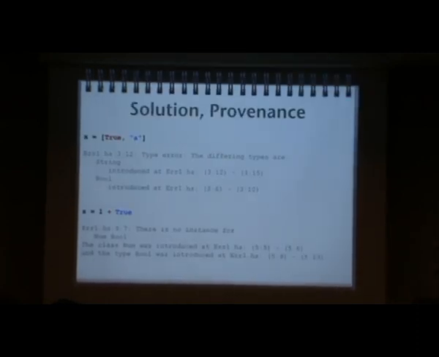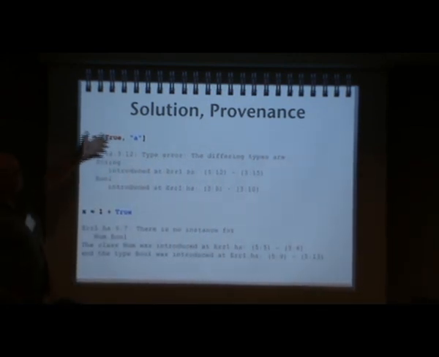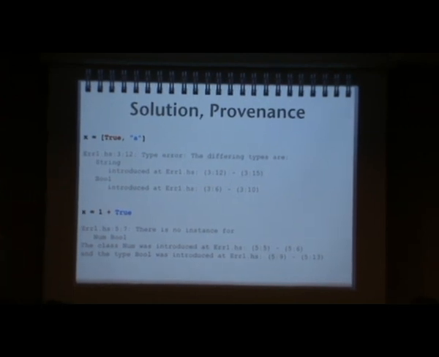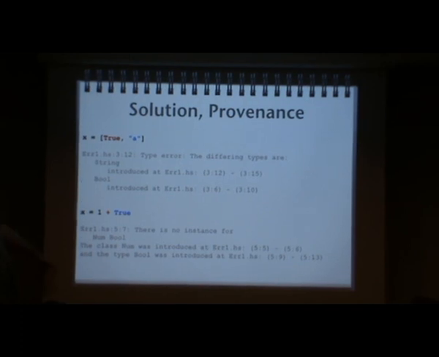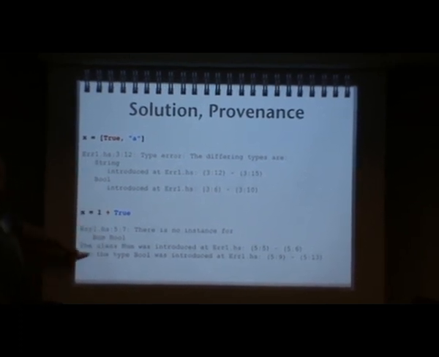So, this is our Haskell compiler, and it says, well, the differing types are string and bool, and string came from here, and I've highlighted it in blue, and bool came from here, and I've highlighted it in red. Or this error, there's no Num Bool class, and the class Num came from the plus, and the type bool came from the blue true.